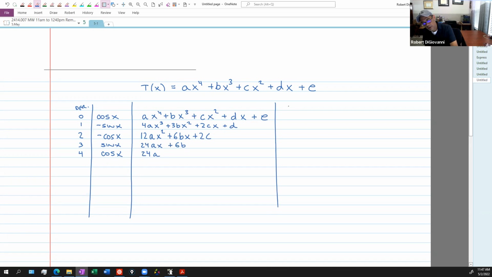Now I'm going to continue this over here. What do I want? I want the original function T at zero to be equal to what? Cosine at zero, right? T of zero to be cosine of zero. Plug zero into this and you get e must equal cosine of zero, which we know is one. So e has to be one. Then I want the first derivative at zero to be equal to this derivative, negative sine zero, which means that d has to be zero. Then I want the second derivative at zero to be equal to negative cosine of zero, which means if I plug zero into this second derivative, I get 2c must equal negative one, which means c is negative 1/2. That's kind of where we were, right?